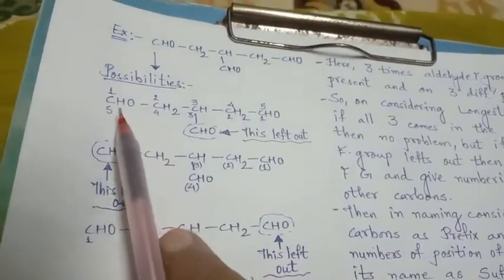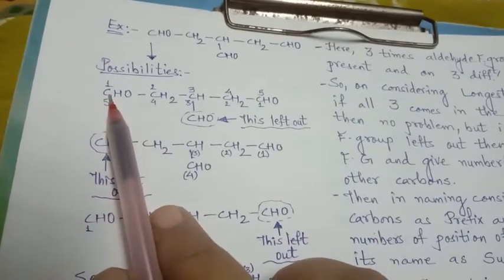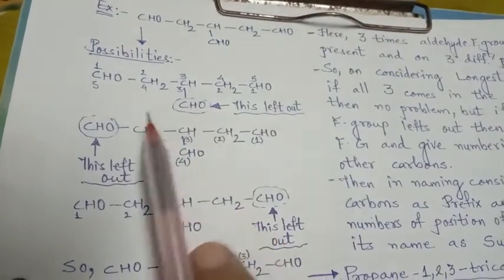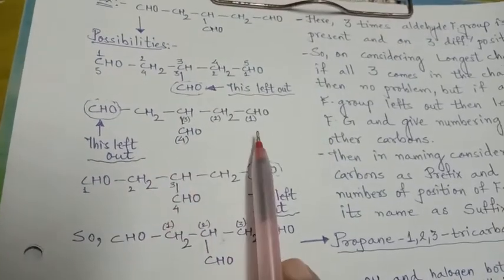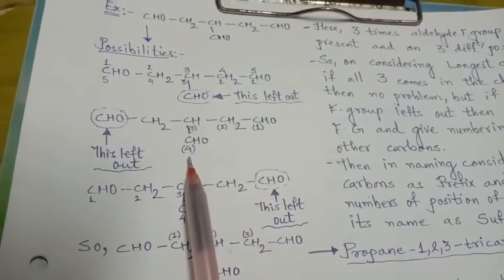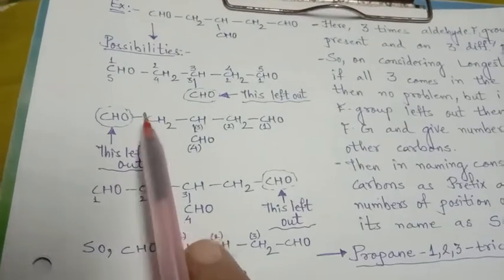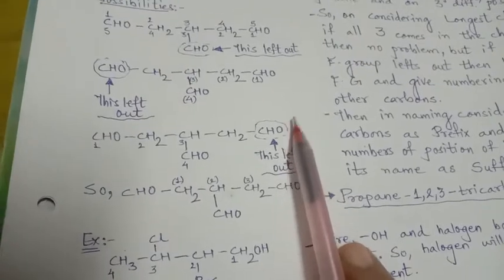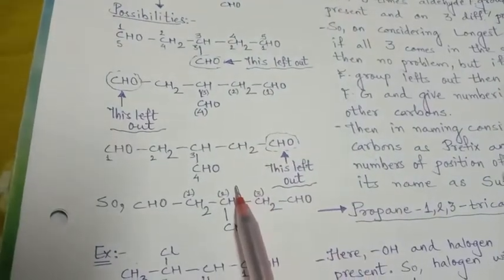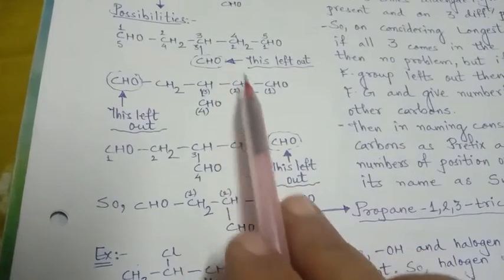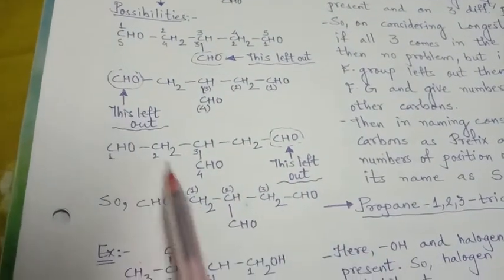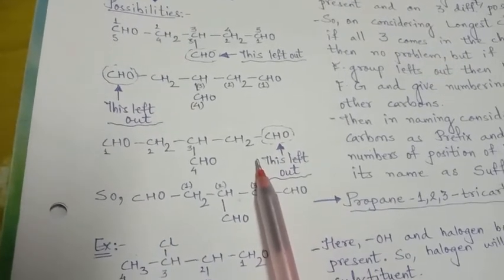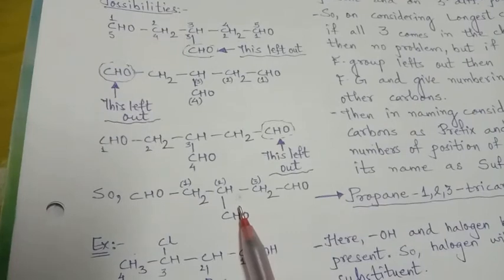Here what are the possibilities? If I consider carbon from here 1, 2, 3, 4, 5, then this will be the left out one. Okay, leave this possibility. Let me consider one from here 1, 2, 3, 4. Then this will be left out. Let us consider from here 1, 2, 3, 4. Then this will be left out. So in all these 3 possibilities, what happened? This 2 considered, this left out, this 2 considered, this left out, this 2 considered, this left out. So if this type of thing takes place, then leave all the 3 functional groups aside, right?